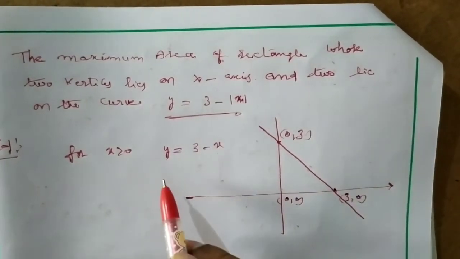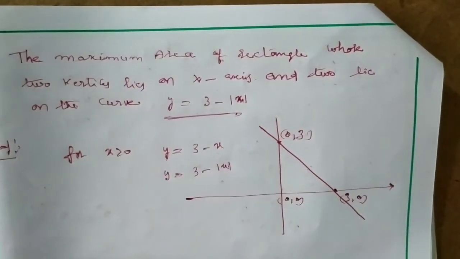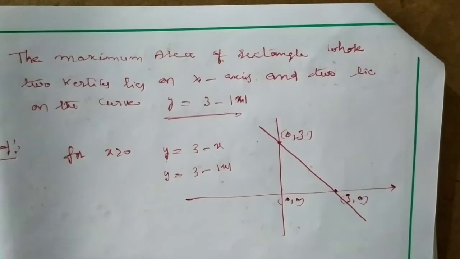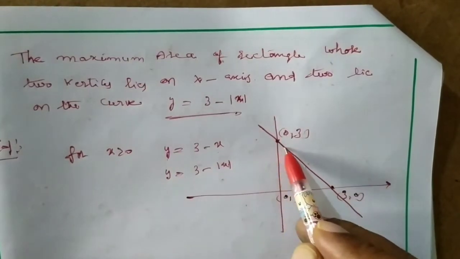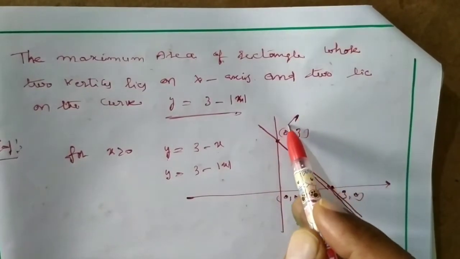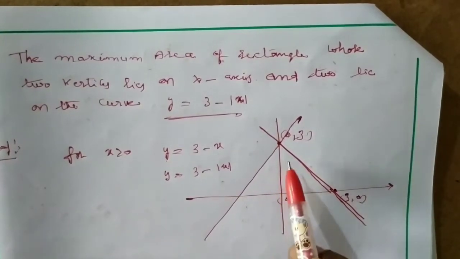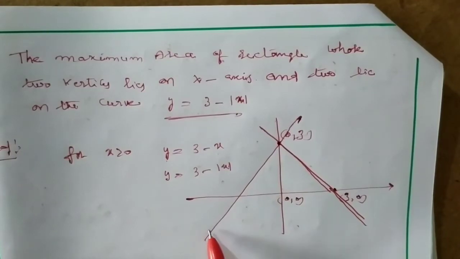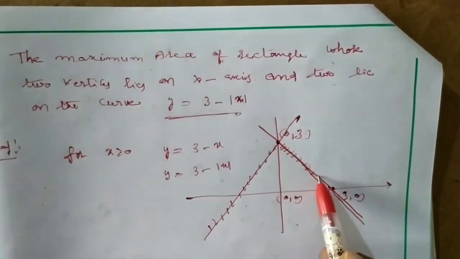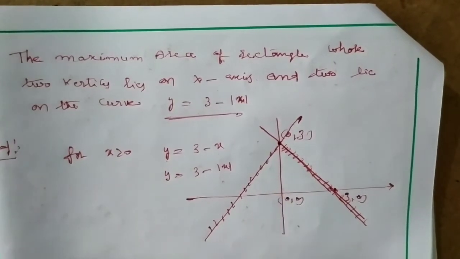And here, by taking the modulus, y is equal to 3 minus modulus of x, that means we take the mirror image of the positive x-axis part. Whatever the curve in the positive direction of the x-axis, when it takes the modulus, it should be its reflection. So the given curve y is equal to 3 minus modulus of x is shown in the graph. This is the shaded portion. It is the required region.